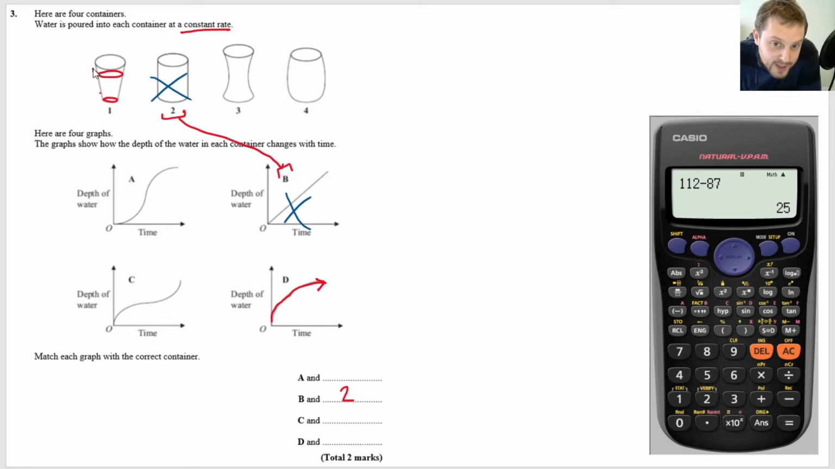The fact that this is straight means it's going to start off fast and start to get slower. So 1 goes with D. So we can cross that off.